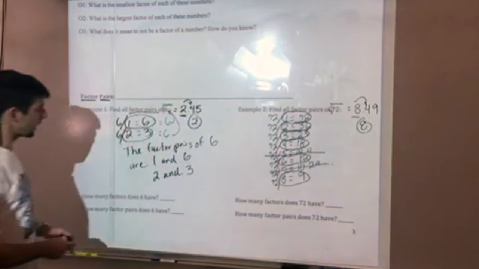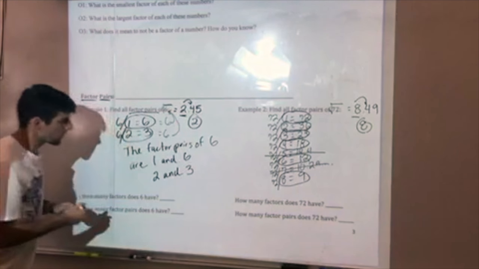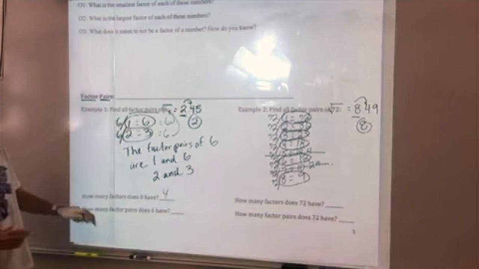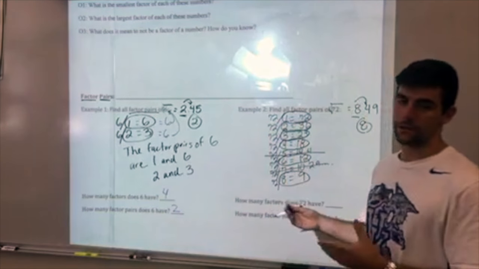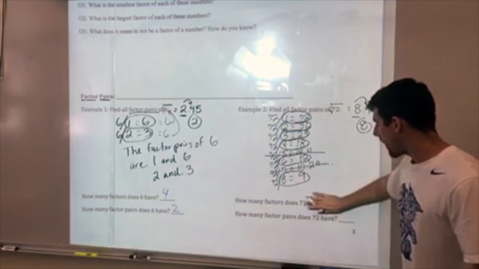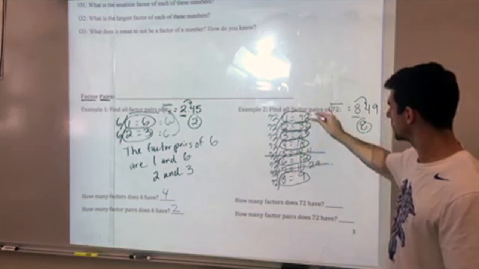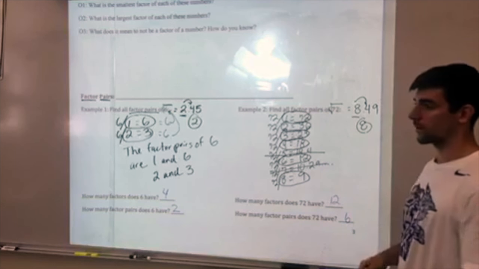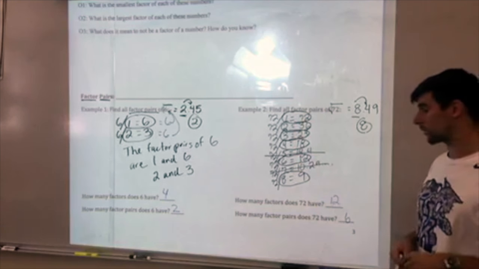How many factors does 6 have? Take a second, think to yourself. If you count carefully, it has 4 factors. But how many factor pairs does it have? It has 2. You should notice that the number of factor pairs is half the number of factors, because it's pairing up all of the factors that you have. How many factors does 72 have? 12 factors. That gives us 6 factor pairs. If you want to be quicker, you can just count the factor pairs and then multiply by 2 to find how many factors there are.